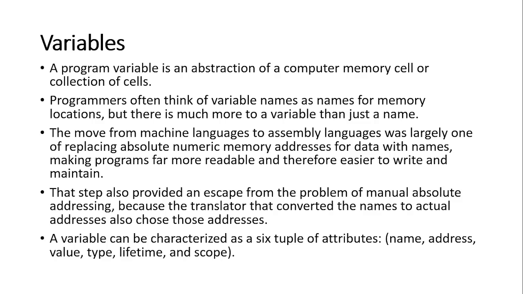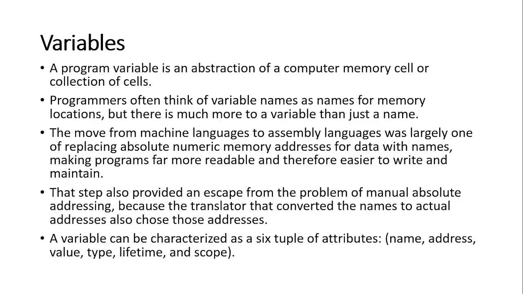Now we'll look at what is meant by variables. A program variable is an abstraction of a computer memory cell or collection of cells. Programmers often think of variable names as names for memory locations, but there is much more to a variable than just a name. The move from machine languages to assembly languages was largely one of replacing absolute numeric memory addresses for data with names, making programs far more readable and therefore easier to write and maintain.